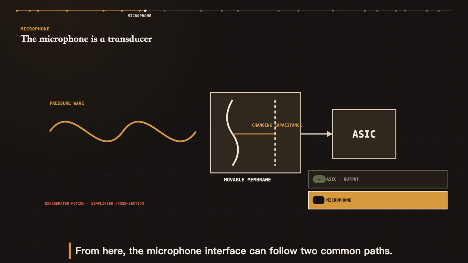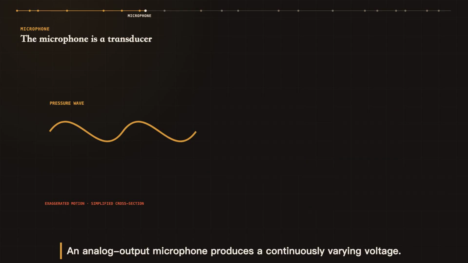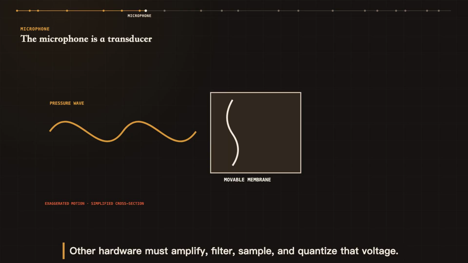From here, the microphone interface can follow two common paths. An analog output microphone produces a continuously varying voltage. Other hardware must amplify, filter, sample, and quantize that voltage.